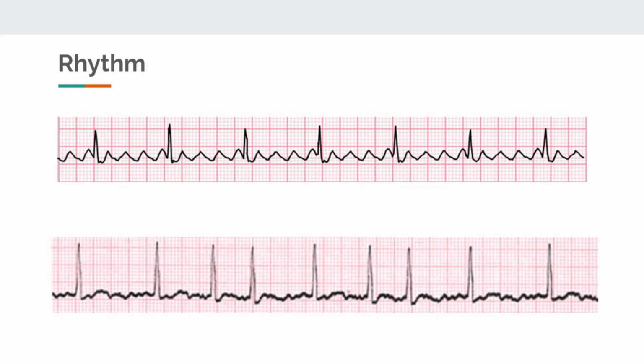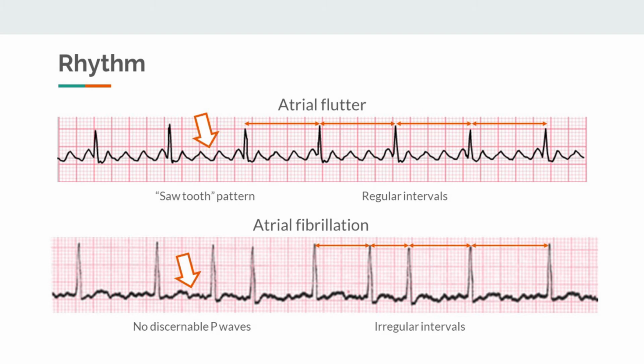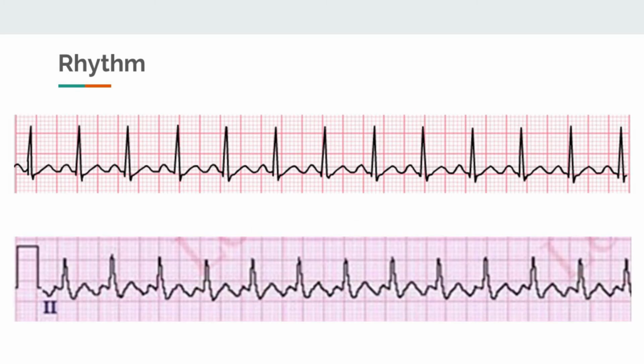Let's look at how atrial flutter compares with atrial fibrillation. Which one of these would you say is atrial flutter? So the top one is atrial flutter as shown by its characteristic sawtooth pattern. Also, the spacing between the heartbeats is pretty regular. In atrial fibrillation, there are no discernible P waves and the spacing between the QRS complexes will be irregular. And now let's check out these two examples. I don't know about you, but they're looking pretty similar to me.